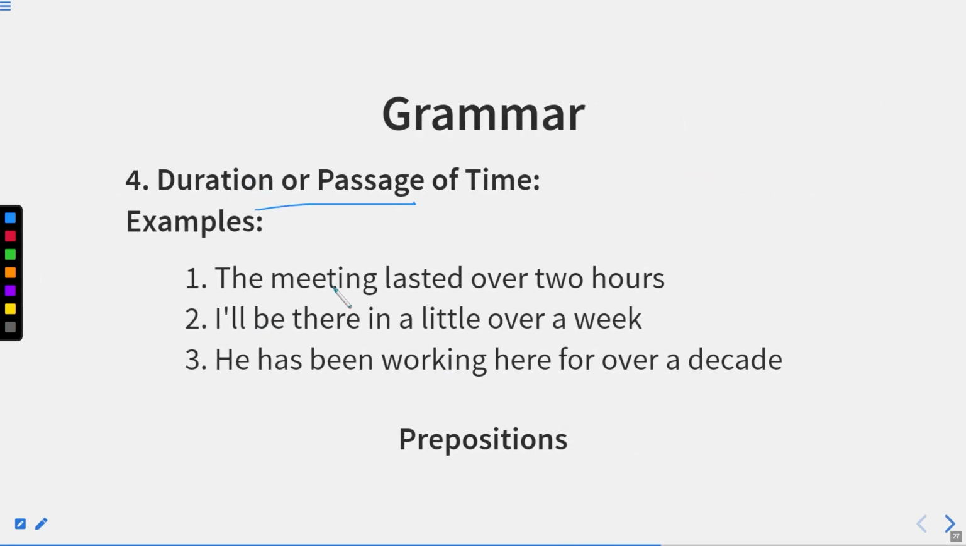Duration or passage of time. The meeting lasted over 2 hours. Whenever we have to show the duration of time, we can use over. Over 2 hours means the meeting was of 2 hours. I'll be there a little over a week. It means just a week or after the week. He has been working here for over a decade. Over a decade means since a decade. A decade means a time of 10 years.